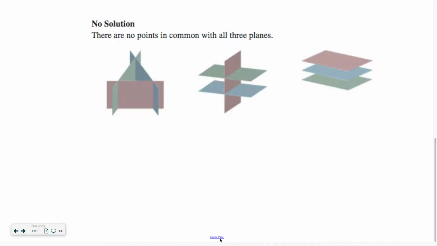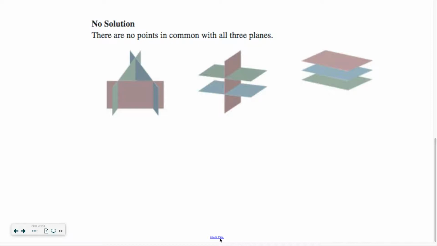Okay. Also, you can have parallel planes, right? They're never going to intersect. And you could have two parallel planes and a plane that intersects those parallel planes, but then all three are never going to cross. So there's lots of ways to have inconsistent or no solutions.